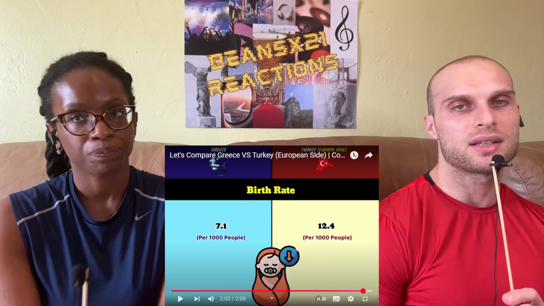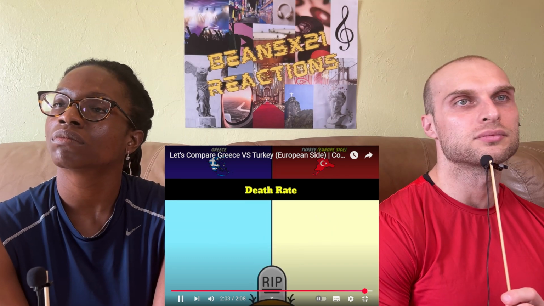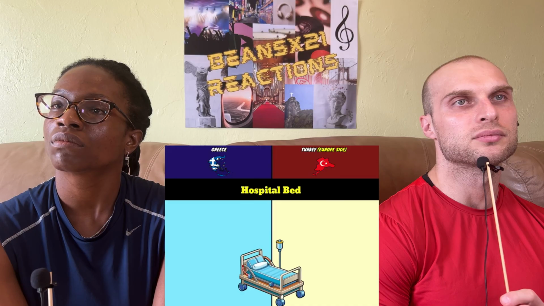What's the standard supposed to be? I think what we need is 2.1. Mm. 0.4. Death rate 13.4, 5.3. Hospital beds 4.